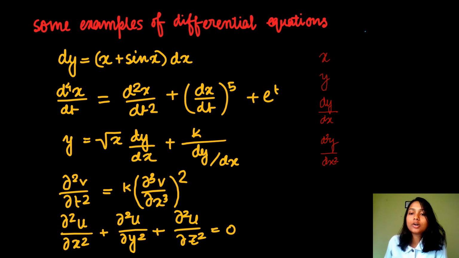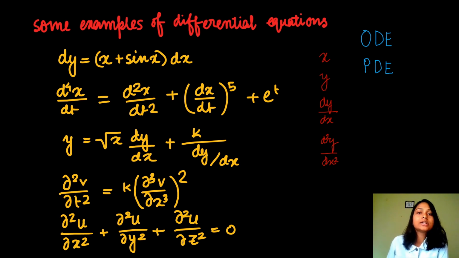In this case, there exist two types of differential equation. One is called the ordinary differential equation, also known as ODE, and the other is the partial differential equation, known as PDE. The ordinary differential equation involves the ordinary or normal derivatives of a function, and the partial differential equation involves the partial derivatives of a dependent variable.